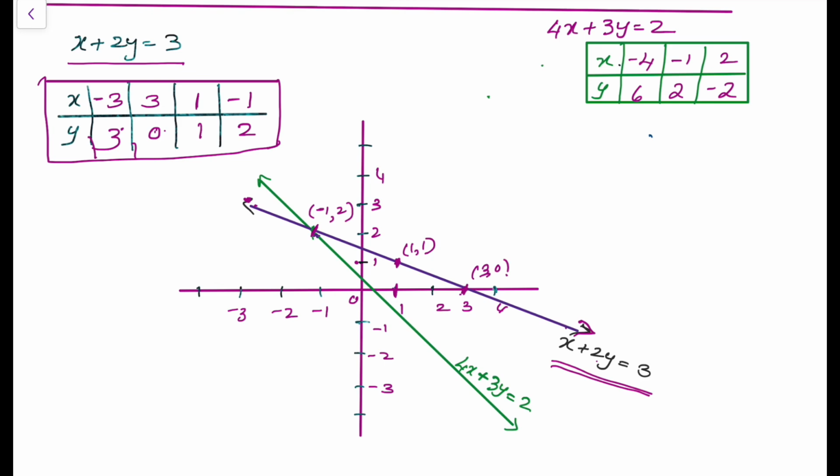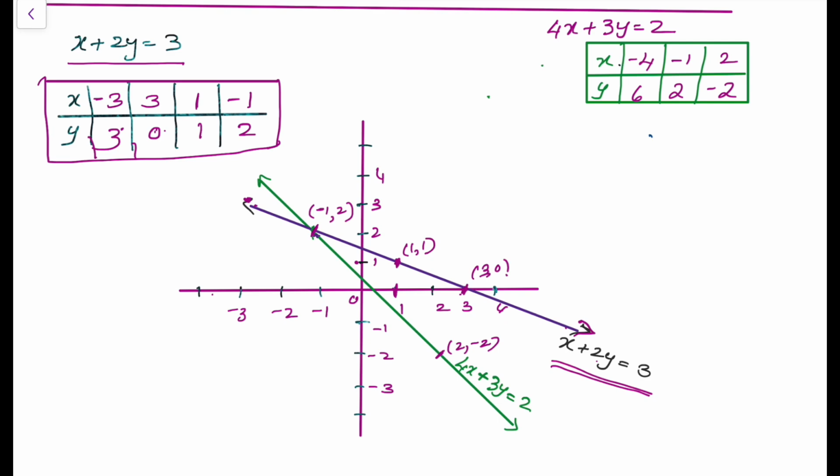Now, coming to the next equation, 4x plus 3y equal to 2. The same way, you put some x values and try to get integer values for y. I have already done it. So, minus 4, 6. I have not drawn it here. You can draw it, take a graph and plot the points and see whether you are getting it or not. Minus 1, 2 and 2, minus 2. 2, minus 2 will be somewhere here, this point: 2 on the x axis and minus 2 on the y axis.